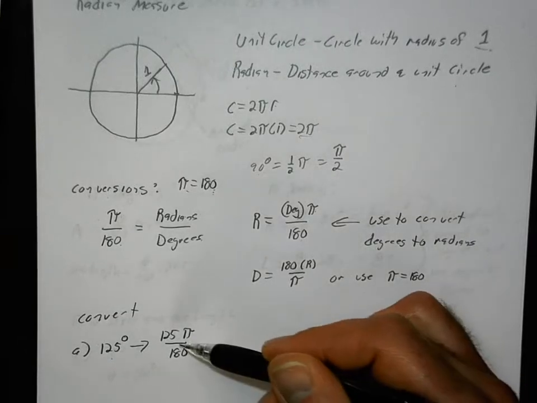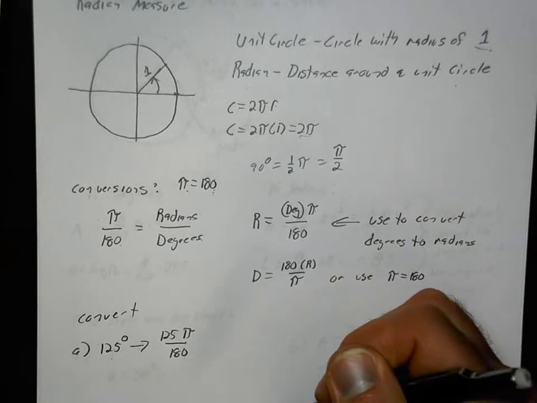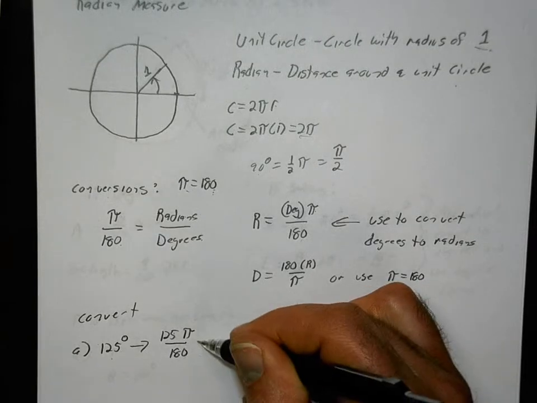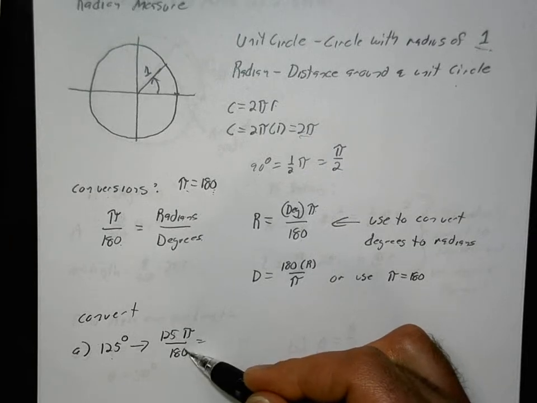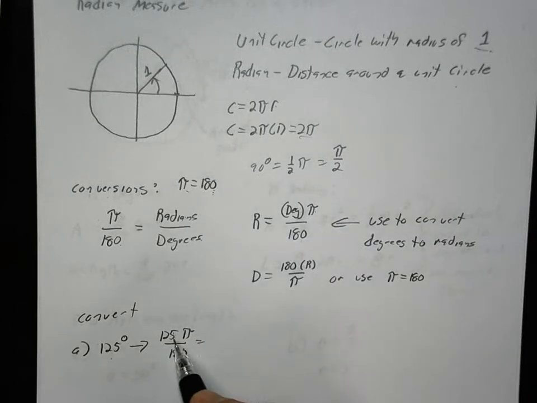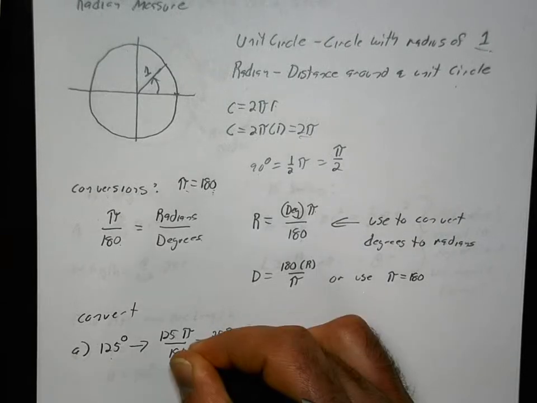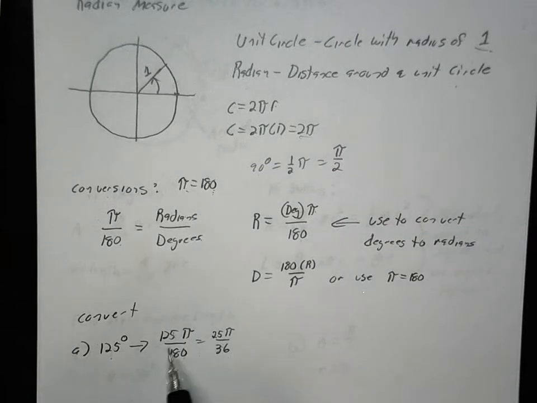Okay, now when we use trigonometry and we look at these angles, we don't actually divide these and find a decimal. What we do is we simplify this down as far as we can go. So how can we simplify this fraction? Well, what we can do is divide. I know we can divide 5 in here. 5 goes into 125 25 times, and 5 goes into 180 36 times. So that's as far down as it's going to simplify. So we just simplify that fraction, and that's equivalent to 125 degrees.